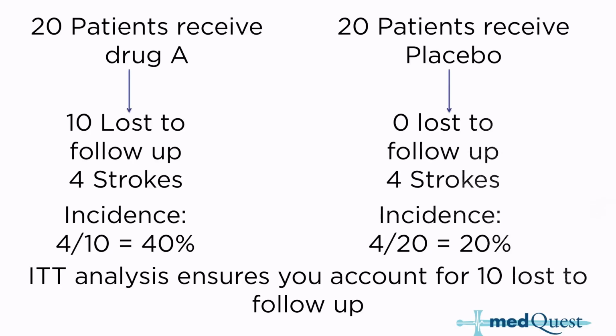What intention to treat analysis does is that it ensures that you can account for the 10 that were lost to follow-up, because you don't know if those 10 were all healthy or if all those 10 had a stroke. So intention to treat analysis, again, preserves that and allows you to make a little bit better and more accurate conclusions about what you're likely to find, especially in cases where you have this differential loss to follow-up across the groups. And again, this is just an exaggerated example.